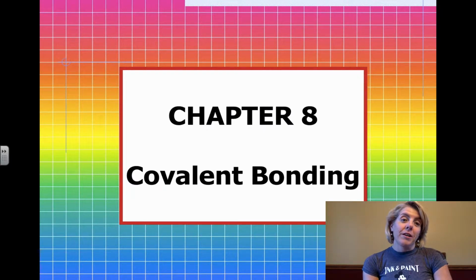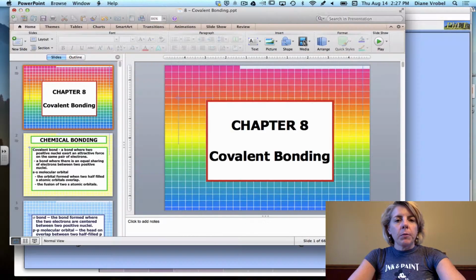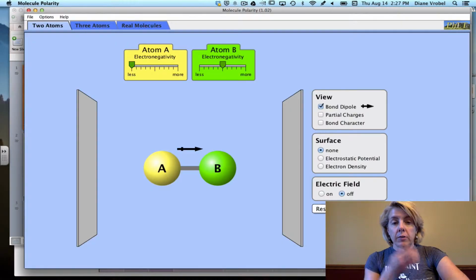This is part one of covalent bonding. In the previous unit, we talked about ionic bonding, and now we're going to talk about the difference between ionic bonding and covalent bonding, and how you identify a covalent bond. Before we do that, I want to show you a simulation here.